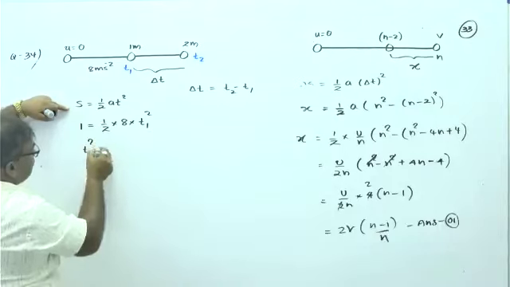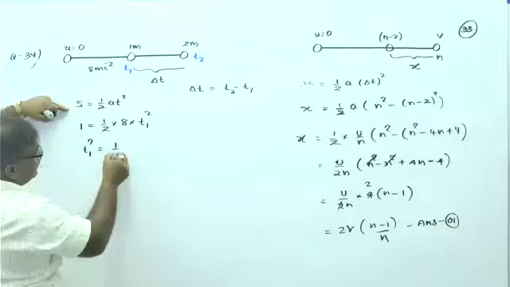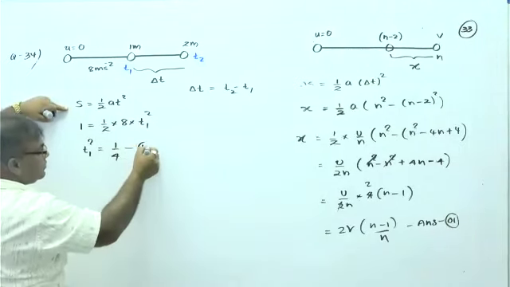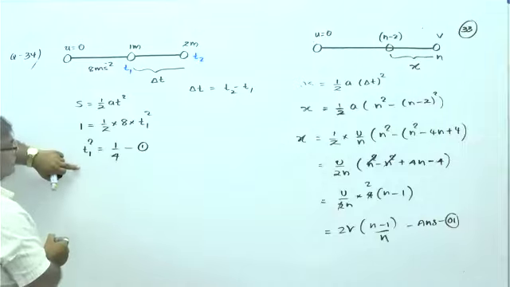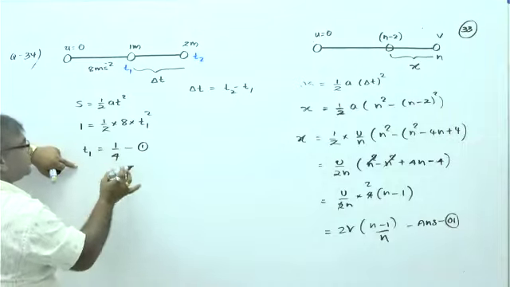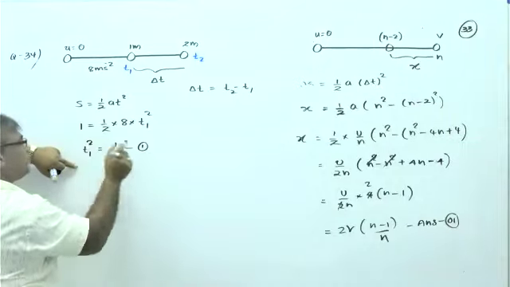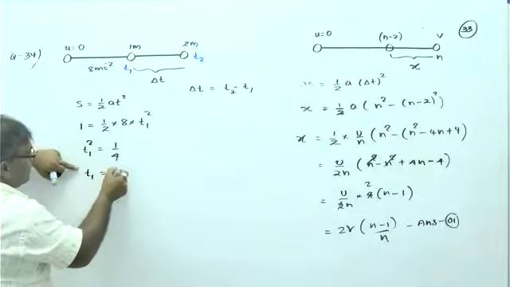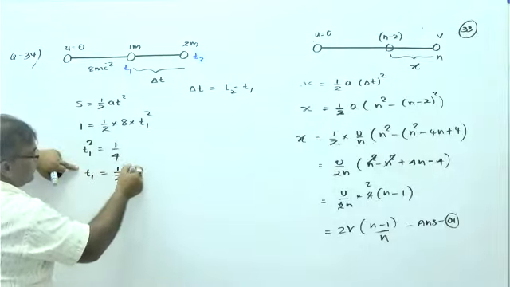t1 squared is 1/4, right? 2 into 1 here, 4 goes down. So t1 squared is 1/4. Then t1 is 1/2 second.